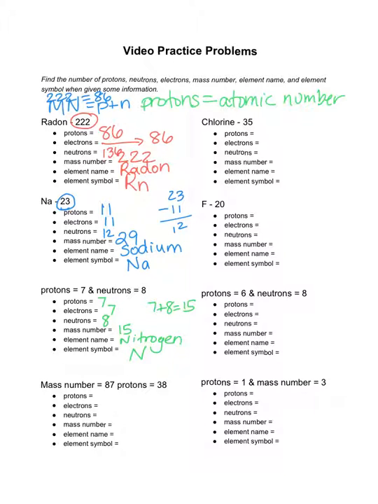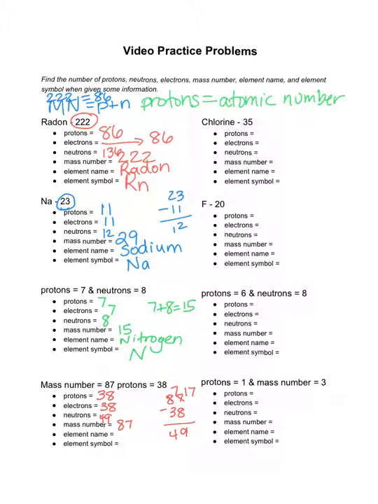Now I'm going to continue to the bottom of the page, and I'm given the mass number and the protons. So the protons is 38, so I can jot that down. Since this is neutral, protons equals electrons. So it's also 38 electrons. And my mass number is 87. So to figure out my number of neutrons, I'm going to take 87 minus 38, and I'm going to get 49. So neutrons is 49, mass number is 87, protons is 38, electrons is 38.